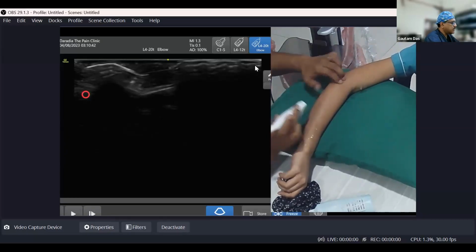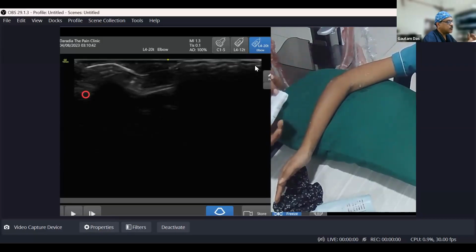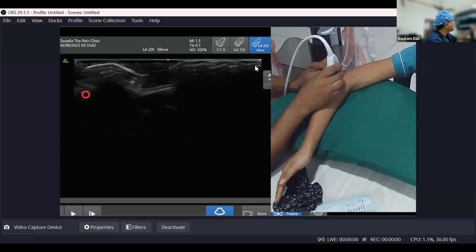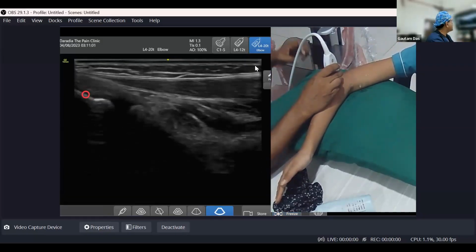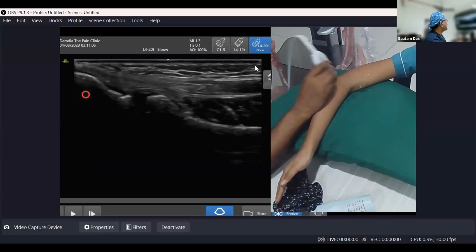Let me put it here. So for lateral, you have to put one part over the lateral epicondyle. So what I am doing, I'm holding the probe like this, and the aspect marker is towards the lateral epicondyle. So this is the lateral epicondyle. So here, what you can see here.